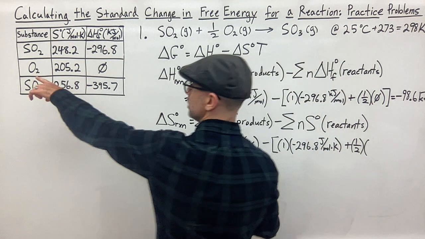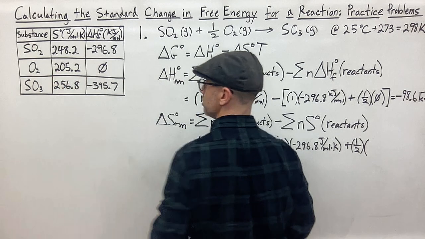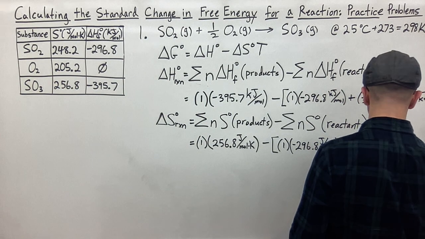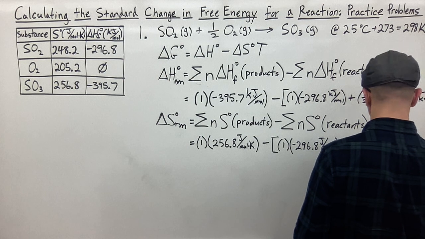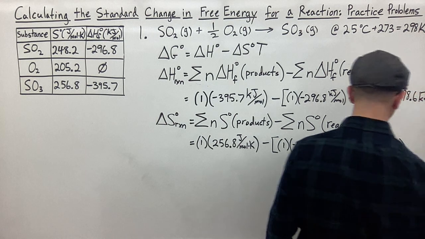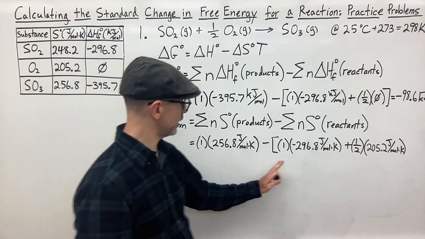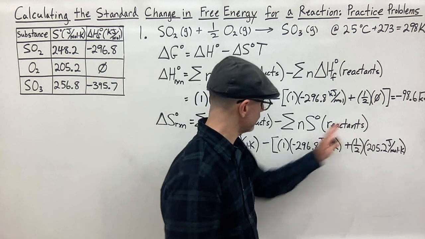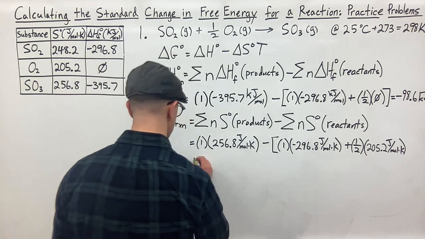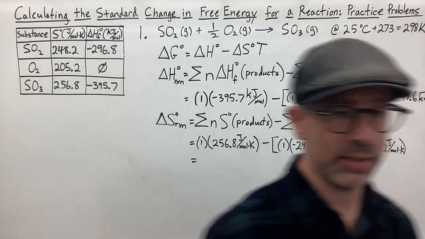And in this case, oxygen's standard entropy is not 0, it's 205.2. And again, that's joules per mole Kelvin. And so there we go. Now all we have to do is calculate this out, and then subtract. Okay, so let's go ahead and do that.